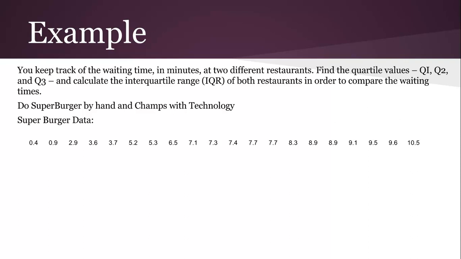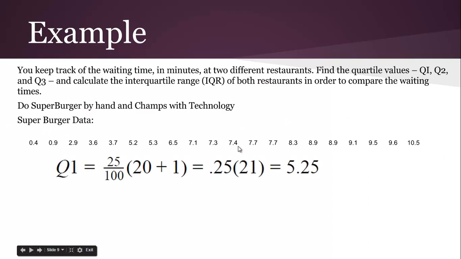And so Super Burger, these are just waiting times. Quartile one, if we take the 25th percentile, since we have 20 different data points, we can take 25% of 21, so we get 5.25. All this tells us is that we're right in the middle of the 5th and the 6th data point. The 0.25 more scientifically can be used, but all we care about is right in the middle of the 5th and the 6th. It just gives you a rough idea of where Q1 is.